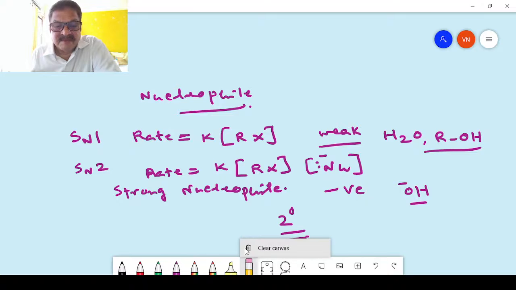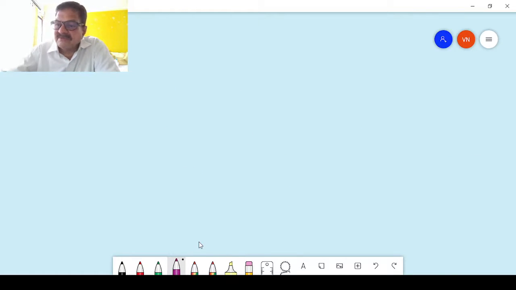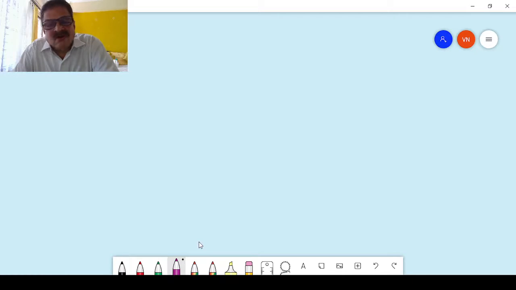Now let us see an example. We will discuss with an example here. Consider a secondary alkyl halide reacting with a nucleophile. The secondary alkyl halides have the option; they are not very particular about an Sn1 or an Sn2 mechanism. There are two possibilities depending upon the nucleophile, the concentration of the nucleophile, and the strength of the nucleophile. Secondary alkyl halides can react by either the Sn1 or Sn2 mechanism.